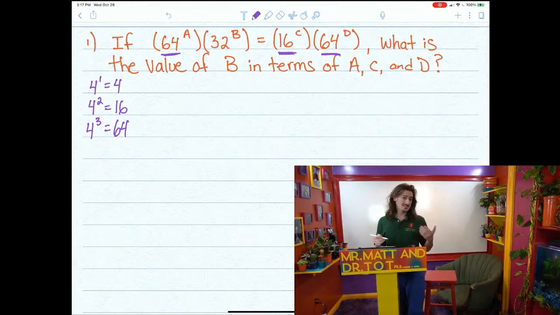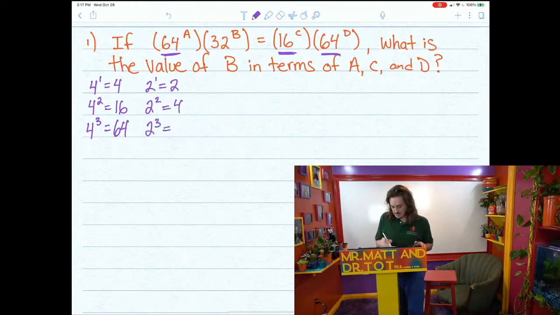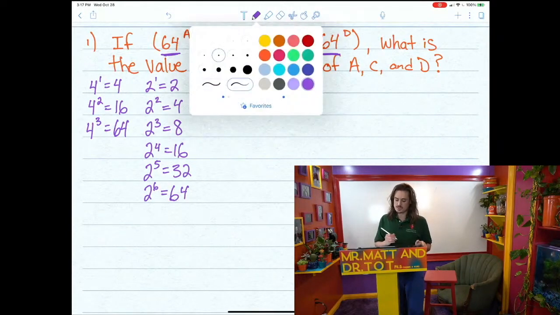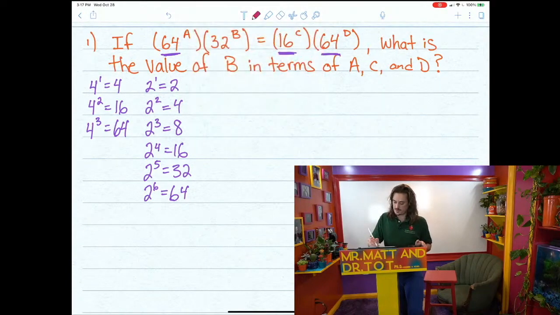However, 4 is an exponentiation of another number, 2. 4 is 2 squared. So instead of 4, let's check out 2. 2 to the first power is 2. 2 squared is 4. 2 cubed is 8. 2 to the fourth power is 16. 2 to the fifth power is 32. And 2 to the 6th power is 64. So I would first rewrite all of these bases in terms of a base of 2.